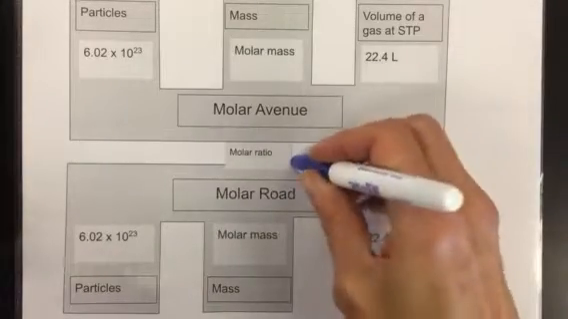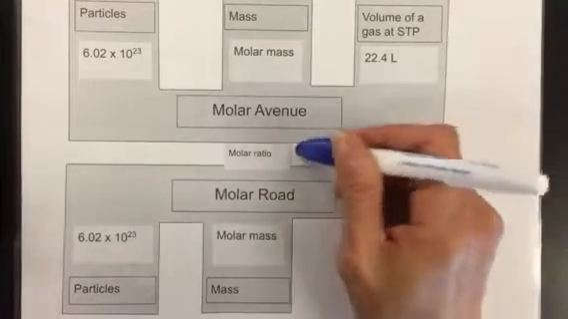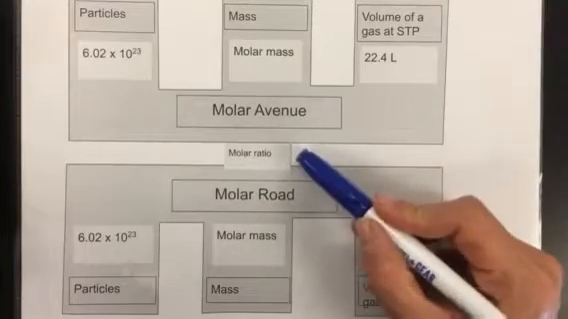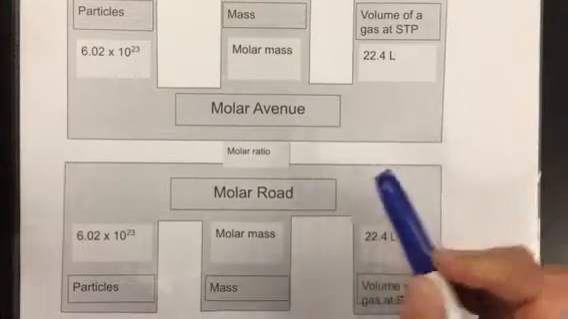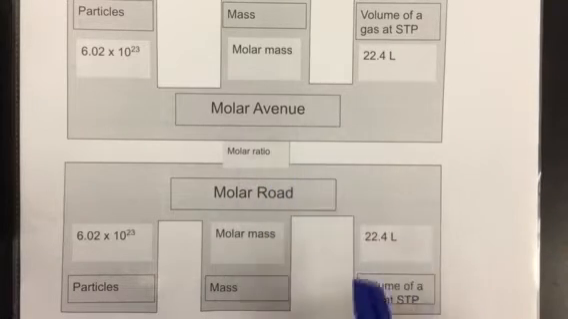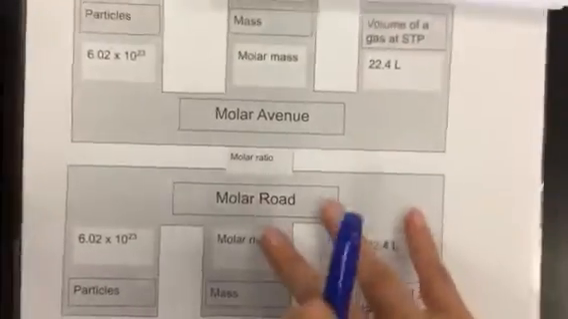Okay, the one that's going to allow us to switch roads, to go from the road to the avenue, is this molar ratio. And we talked about this before, that our molar ratios come from a balanced chemical equation. Okay, that we can take an equation that has coefficients, and those coefficients will tell me how many moles of one thing will react with how many moles of another thing. Okay, so examples.